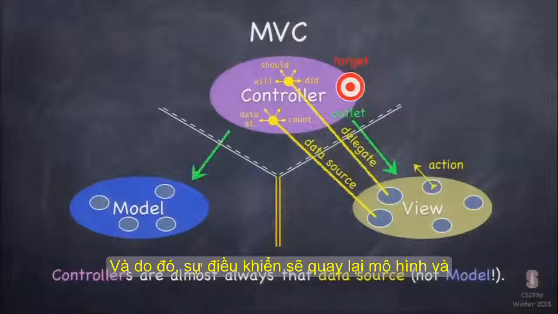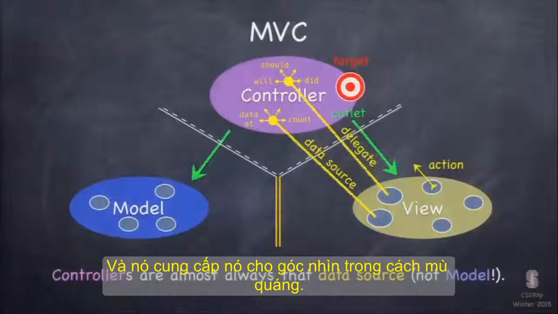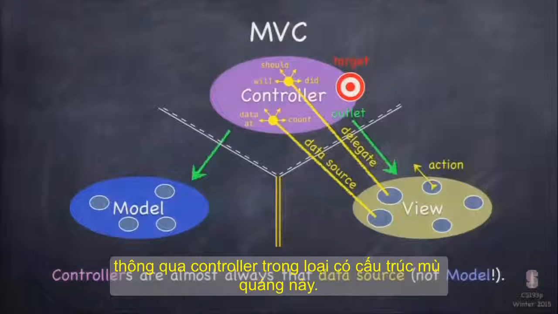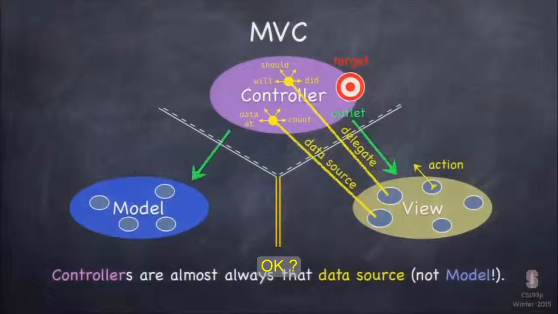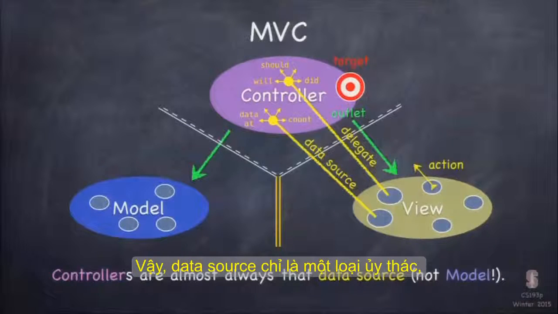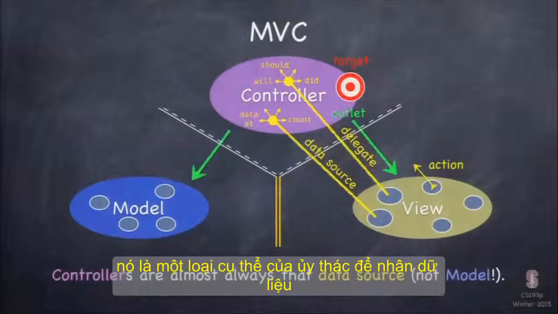And so the controller is going back to the model and saying, give me more data, and it's providing it to the view in this blind way. So you see how the view is getting data from the model through the controller in this kind of blind, structured way. Okay? That makes sense to everybody? So data source is just a kind of delegate. It's a specific kind of delegate for getting data.